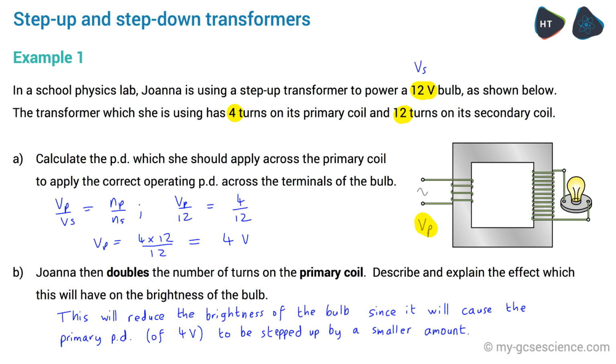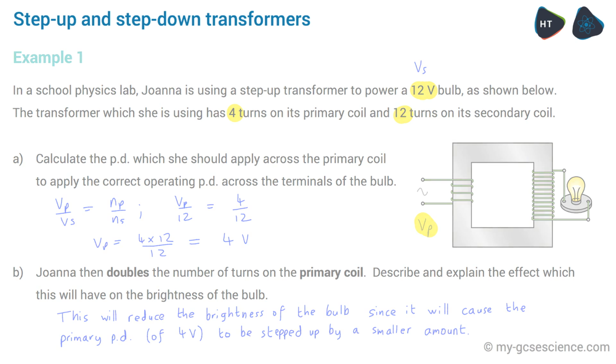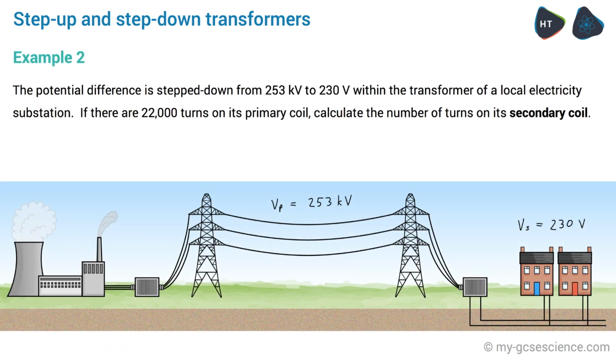Can you prove to yourself that when there are 8 turns on the primary coil, the PD across the bulb will only be 6 volts? Have a look through example 2 now.